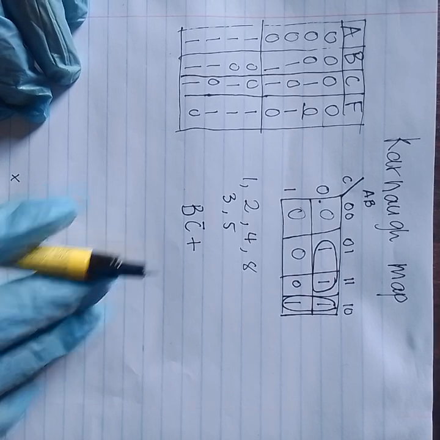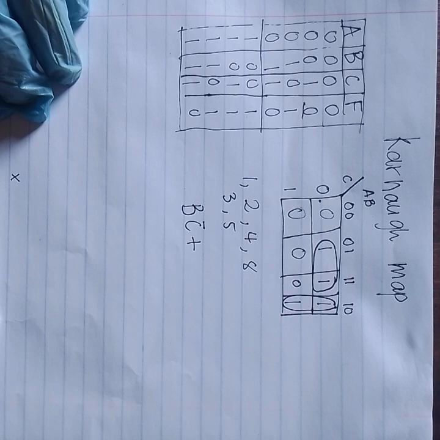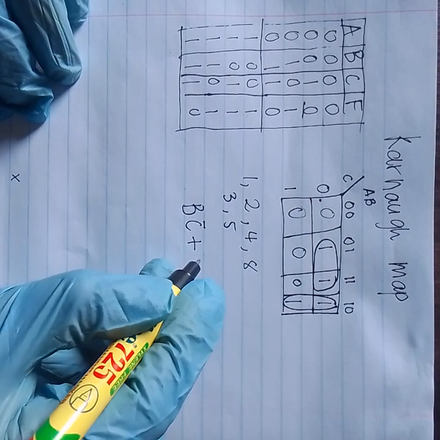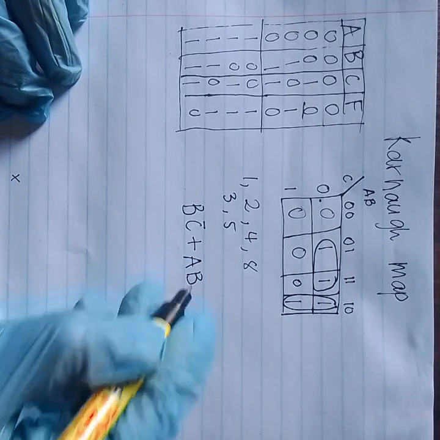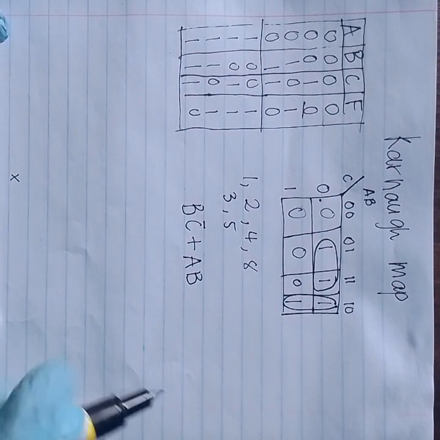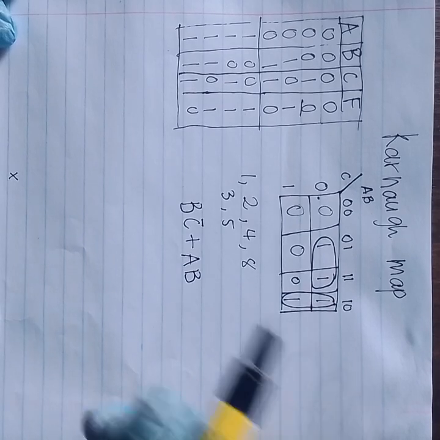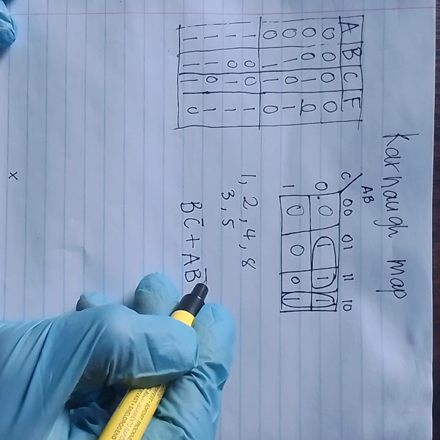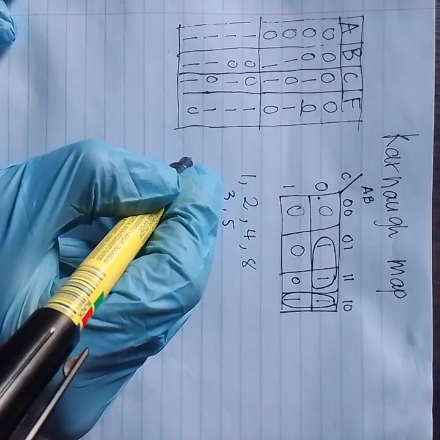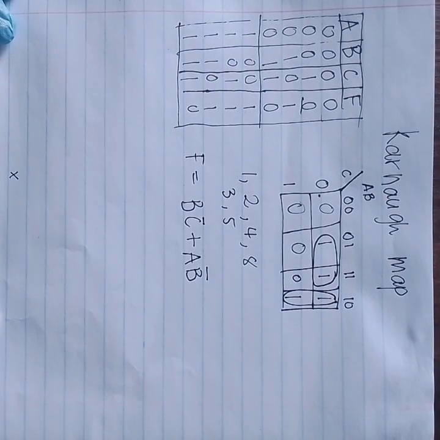Now notice, does A vary? AB does not vary. Therefore, we're gonna write A. But check, because B is 0 and output is 1, we're gonna write not B. This is the function. This is how you convert from a K-map into a function.